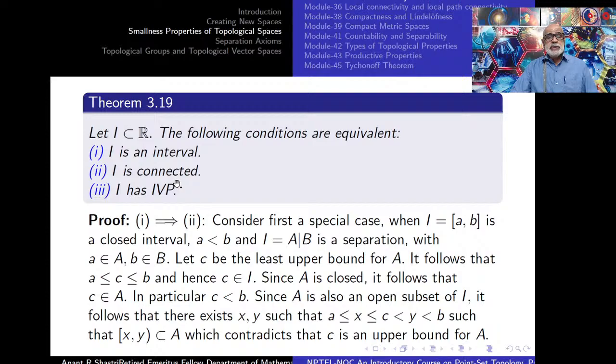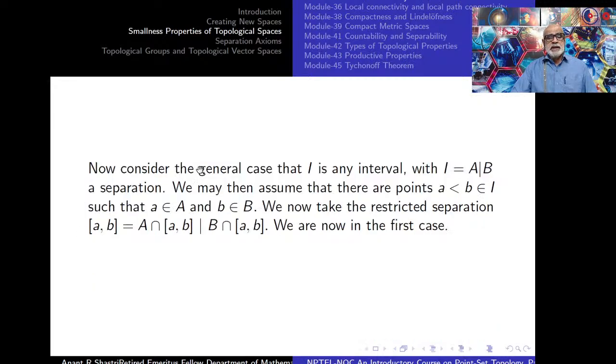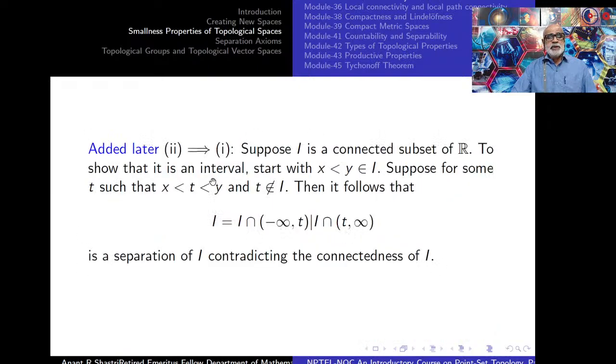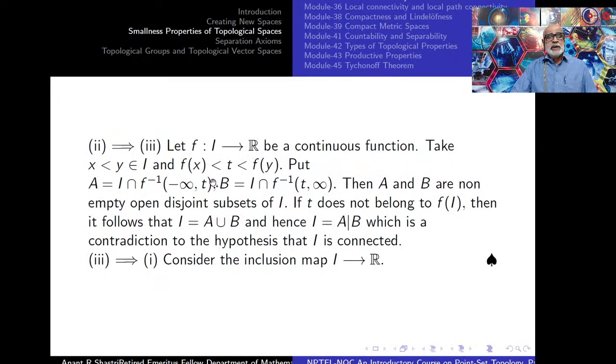So what do we prove here? 1 implies 2, 2 implies 3, and 3 implies 1. We have proved that, fine. But let us just examine the proof of 2 implies 3, because I am interested in this IVP right now, the intermediate value property. I will come to that later on. So 2 implies 3. What do we do? I take x and y inside I such that f(x) is less than f(y), and then take a point t between them. t or z doesn't matter.